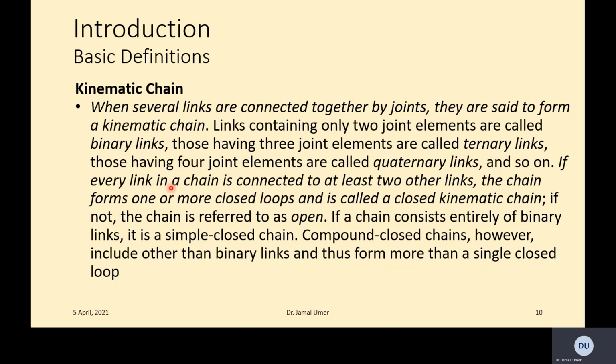If every link in a chain is connected to at least two other links, the chain forms one or more closed loops, and is called a closed kinematic chain. This is the definition of a closed kinematic chain. It's a little complicated explanation, but a closed kinematic chain basically means making a closed loop. The links are joined in such a way that they make a closed loop, so we call it a closed kinematic chain. If not, the chain is referred to as an open kinematic chain. If a chain consists entirely of binary links, it's a simple closed chain.